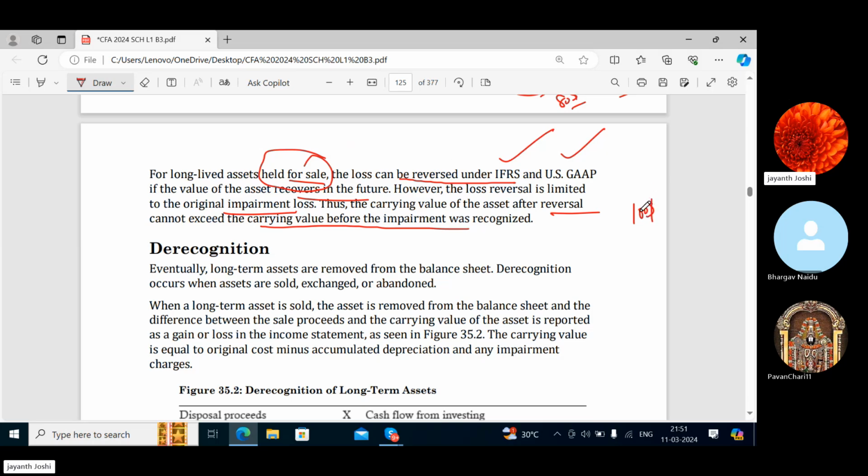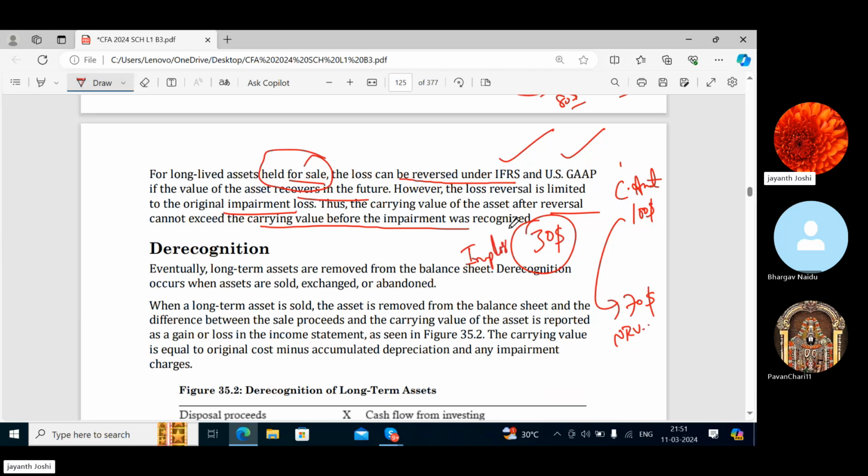$100 is the asset value, and it has gone down to $70. So the impairment loss shown is $30. This was the carrying amount, this was the net realizable value, or the book value. This is the fair market value. This is the impairment loss.